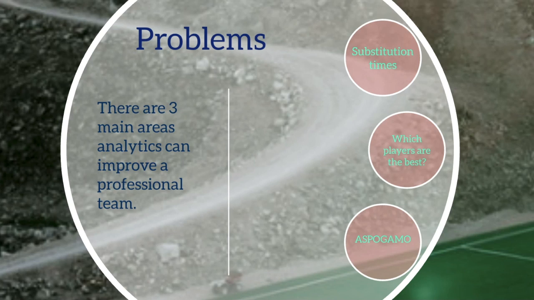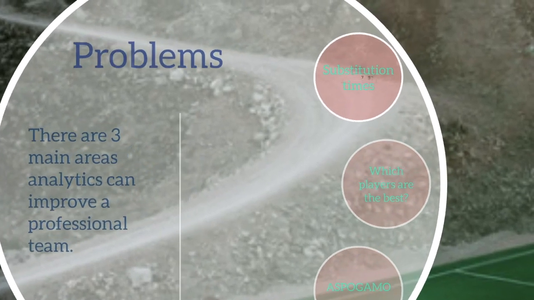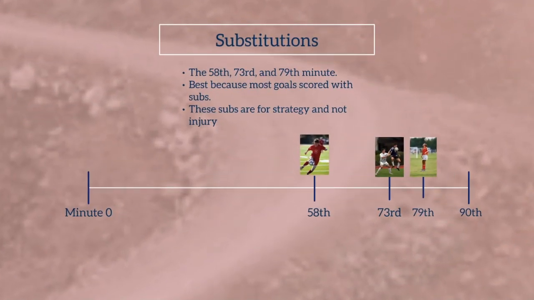So the first is substitutions. There's 90 minutes in a soccer match. Halftime is at 45 minutes. And then substitutions are used to score more goals typically. They're typically used for strategy and injury, but in the study done that we're using the analytics for, it was for strategy and not injury that we're studying.